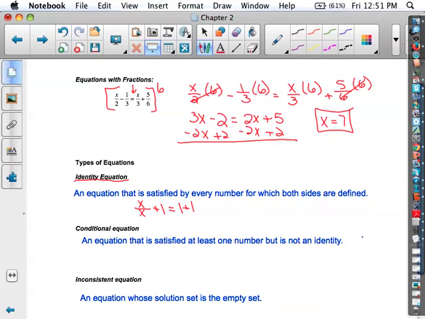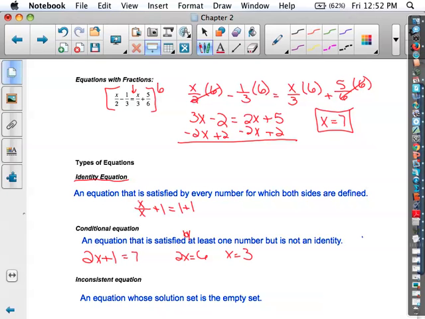The next is a conditional equation, and that's an equation that is satisfied by at least one number, but is not an identity. So you might have something like 2x plus 1 is equal to 7. So 2x is equal to 6, so x is equal to 3. So that's a conditional equation.